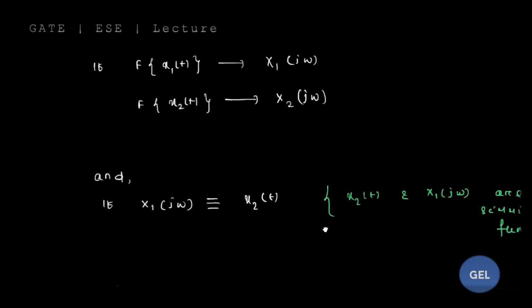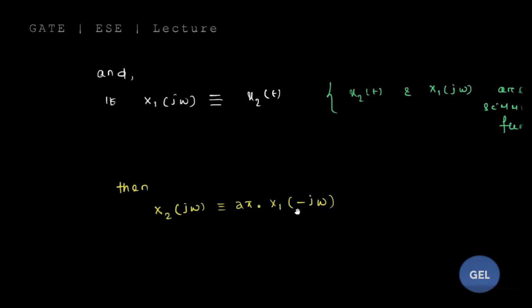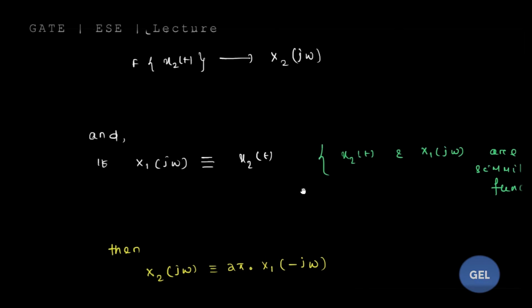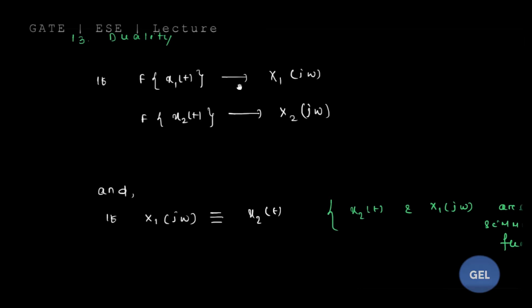I'm actually going to discuss book-level material. Even I'm giving you a lot of content from a book only. It's just a very simple way, and I'm representing it to you in a well-structured way. Okay, it's a very simple thing. If you have an x1 of t whose Fourier transform is x1 of j omega, and an x2 of t whose transform is x2 of j omega, and x1 of j omega and x2 of t both look similar, and it is asked what is x2 of j omega, you need to find out x2 of j omega.